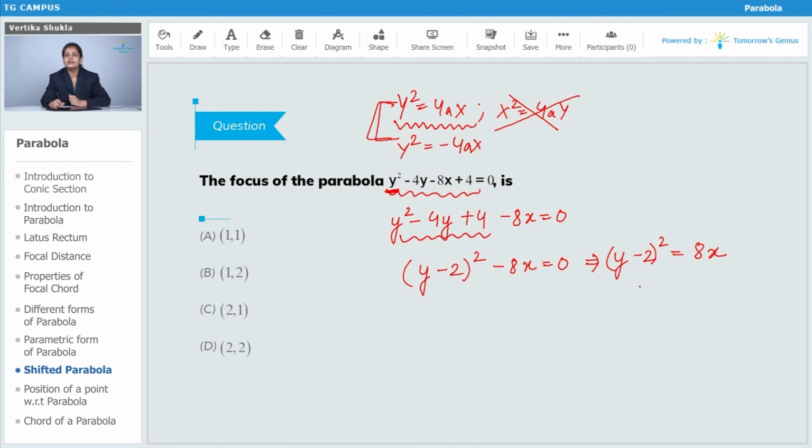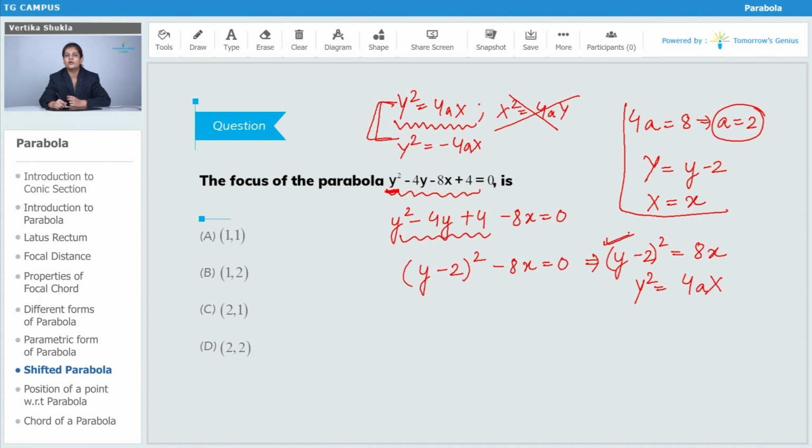Now if you look at this equation, it is resembling y square is equal to 4a capital X, where what is the value of 4a? 4a is equal to 8. That means the value of a is 2. This is one information that we can extract from the equation of the parabola. The other equation that we can see is that capital Y is equal to y minus 2 and capital X is equal to small x. So these are the three things that you can extract from this equation of parabola.